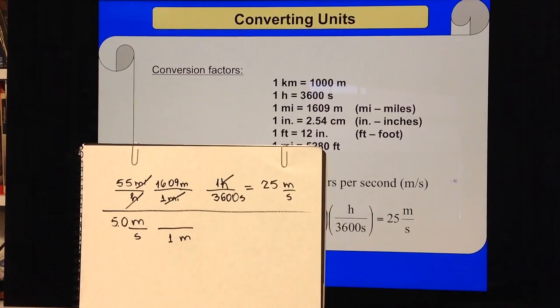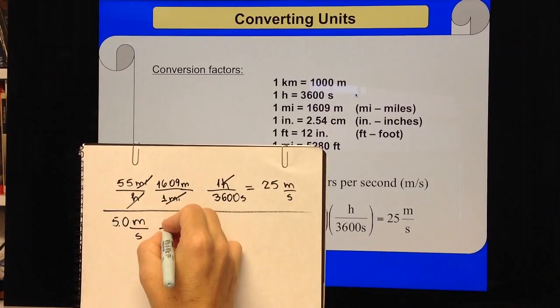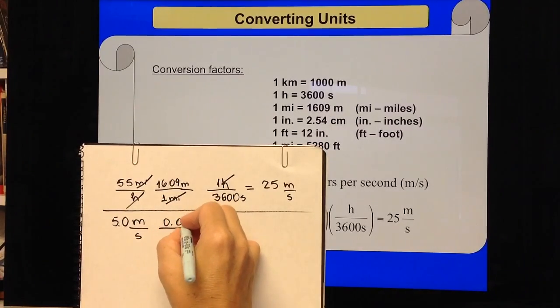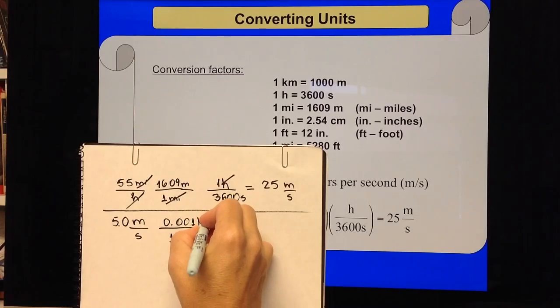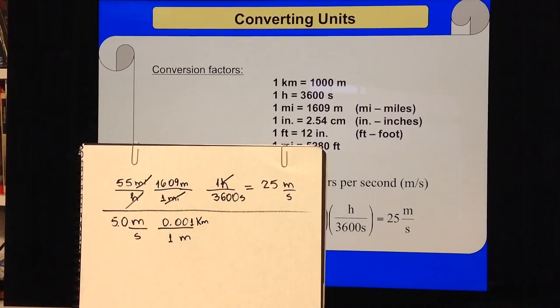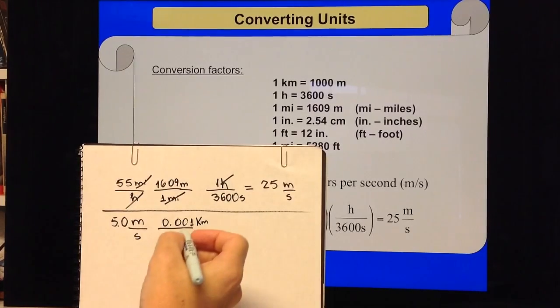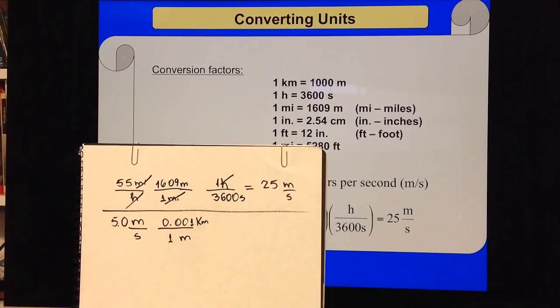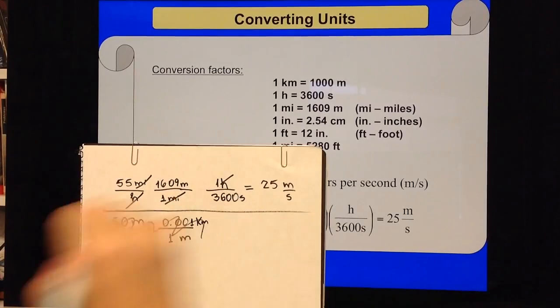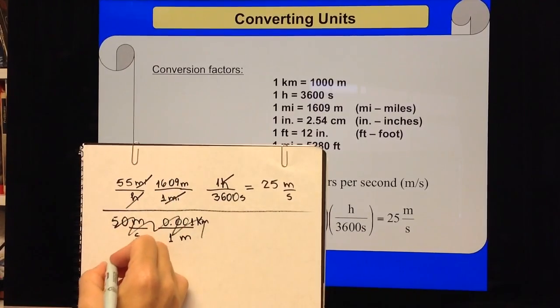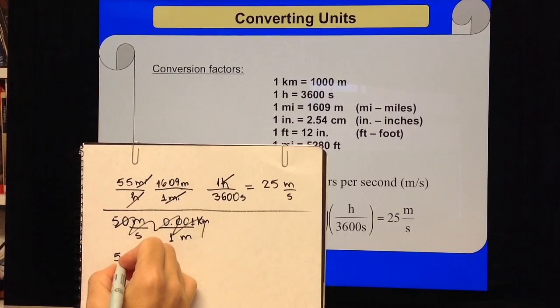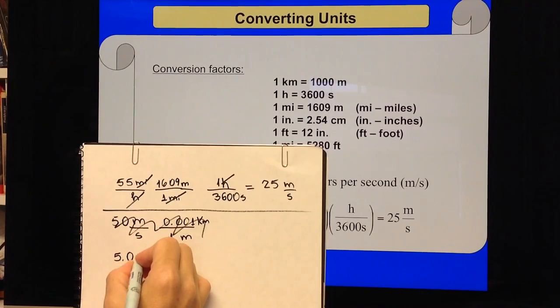Let me go back to my conversion factors. 1 kilometer is 1,000 meters. So I can say that 1 meter is 0.001 kilometer. But wait a second. Why would I do it like this? Playing with these tiny numbers. No. Let's make our life easier. Look how we could do this. The same thing, okay? And it's going to give us the same result.